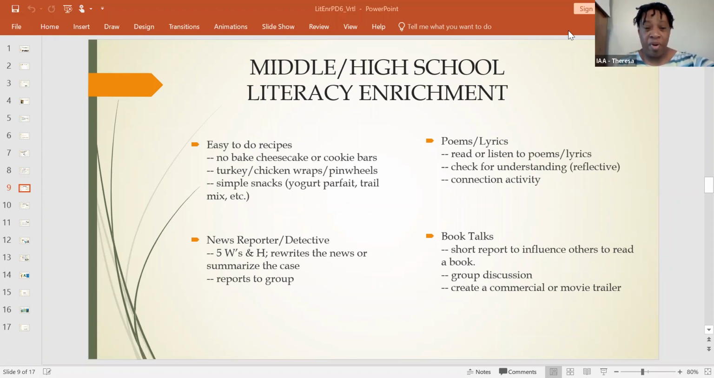The next one is a news reporter or detective. This one is talking about the 5 W's and H: the who, what, when, where, why, and how. For some of our kids, you may have to do some pre-work with that part. They may not know the 5 W's and H, so you're building that foundation. Then you give them a newspaper article, have them go through and find that information, and then they get to rewrite the news. Or if it's a detective style news, they can summarize or rewrite the case, and then they have to report that to the group.